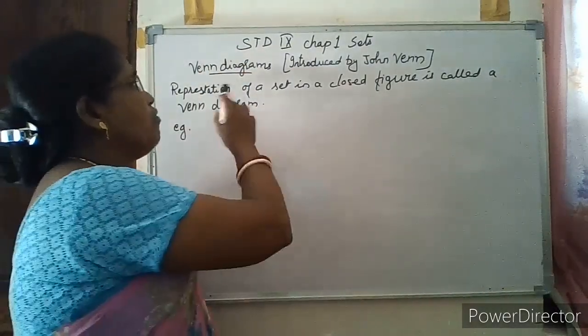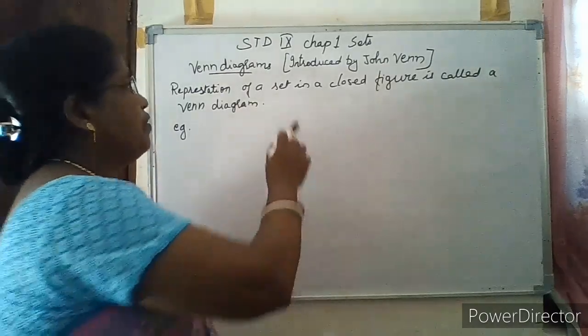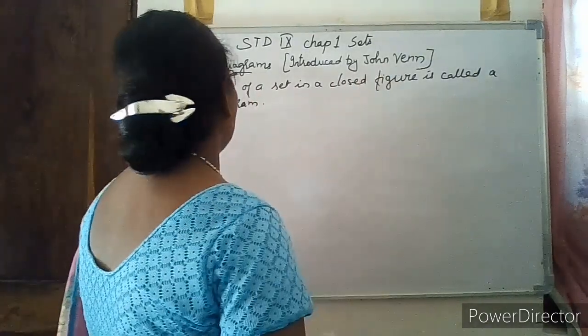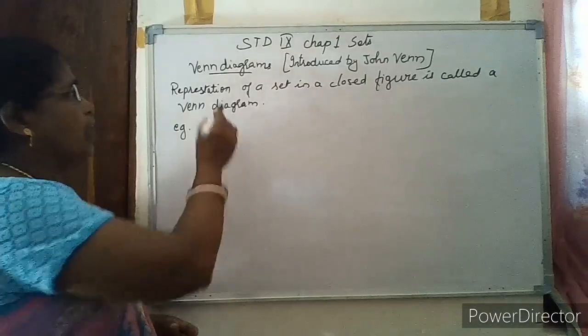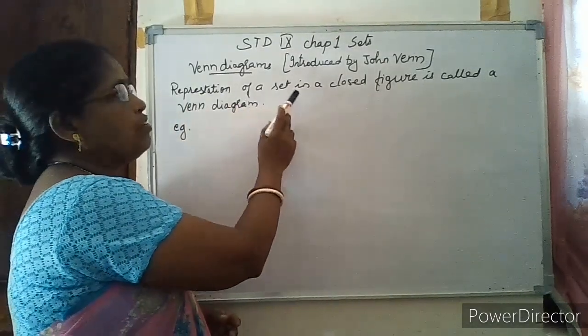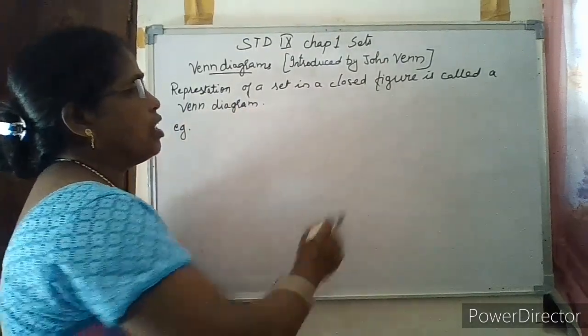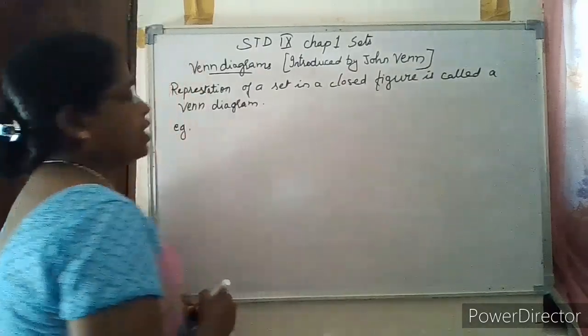Today we are going to learn about the Venn diagram. The Venn diagram was introduced by John Venn. Now, what is a Venn diagram? Representation of a set in a closed figure is called a Venn diagram.